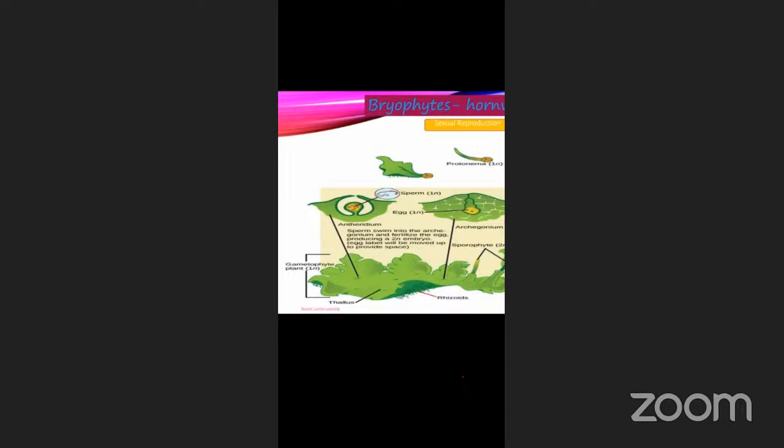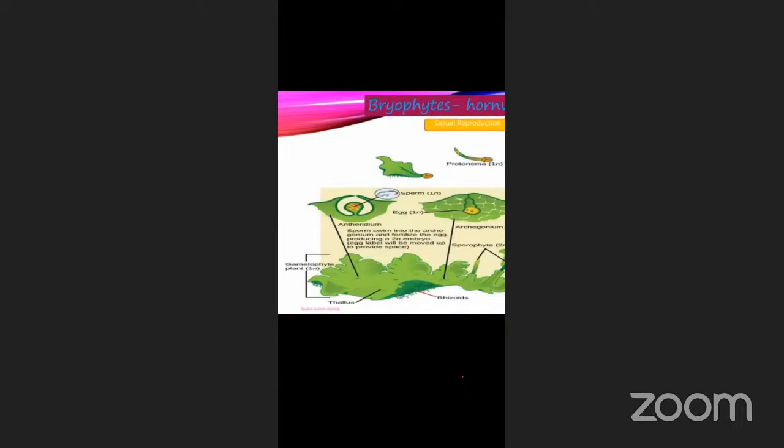So here the gametophyte, already we discussed that one. The gametophyte is in the autotrophic condition, which is the independent stage. And the organs we call antheridia and archegonia. Antheridia is the male one, archegonia is the female one. Both are multicellular structures. The embryo is developed in the venter of the archegonium, and this develops as a sporophyte. So the sporophyte is completely dependent on the gametophyte plant body. Clear?